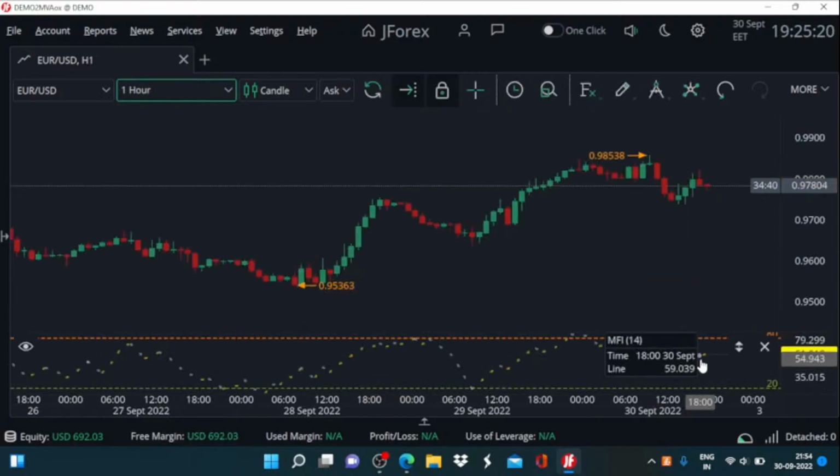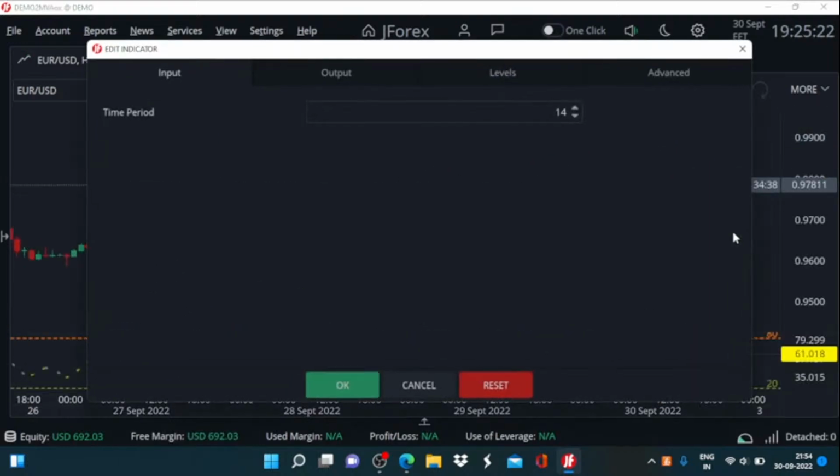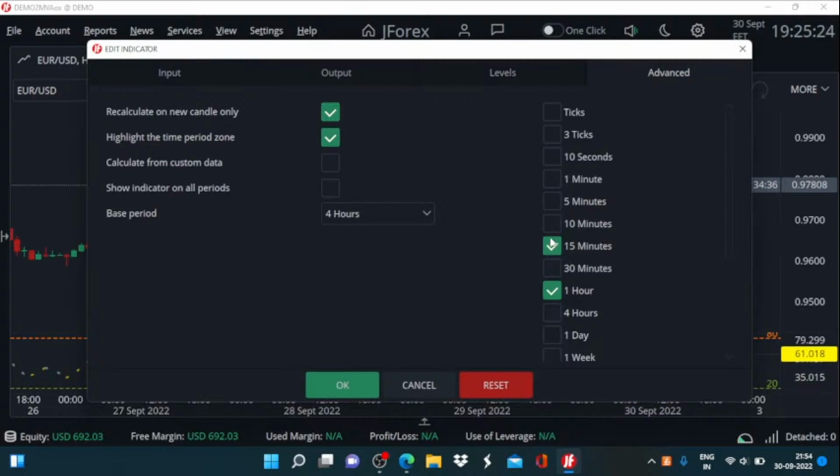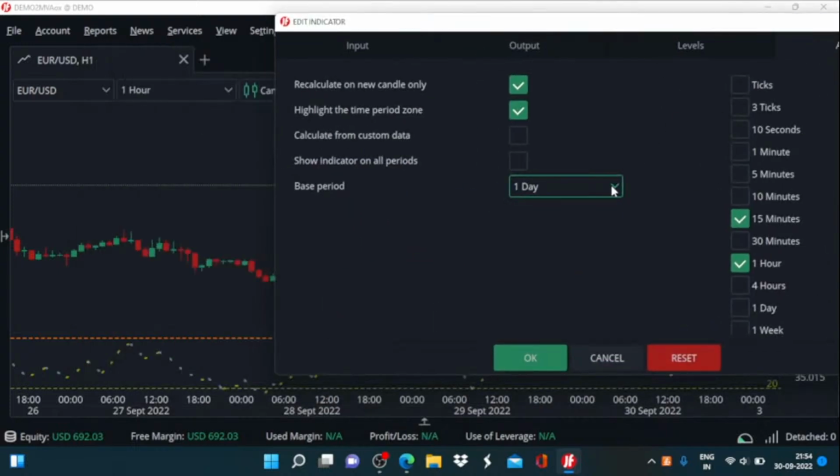All right, base period can be anything from the 5 options. So you can try it out and see if there is going to be any change in output or not, and accordingly you can customize this option as well.